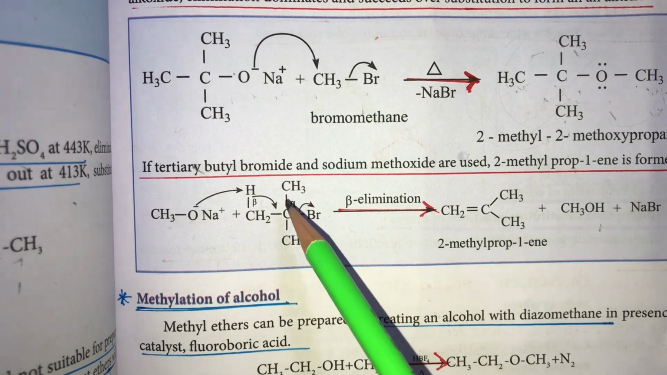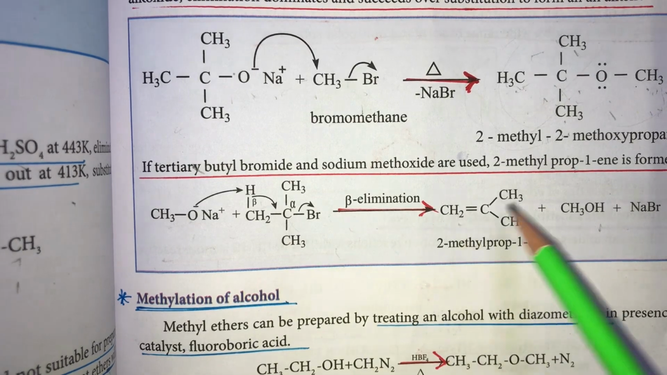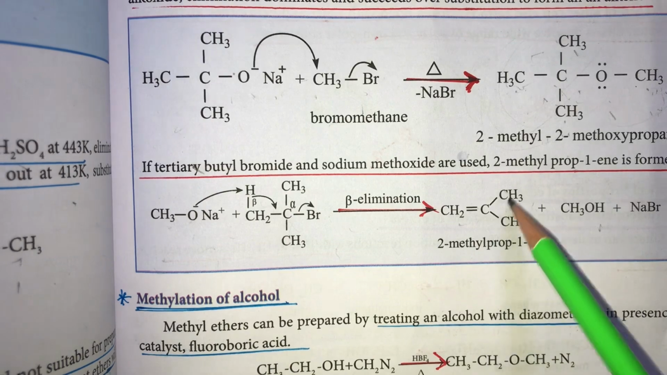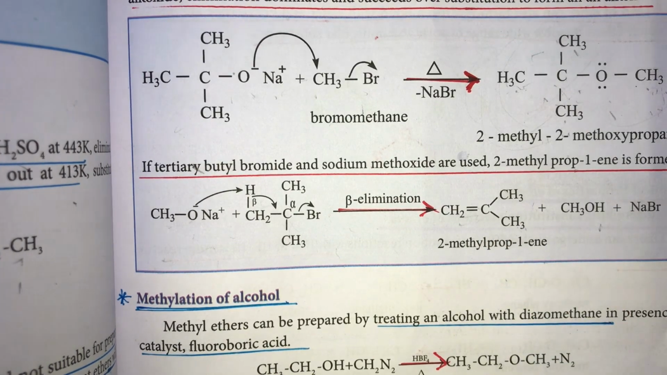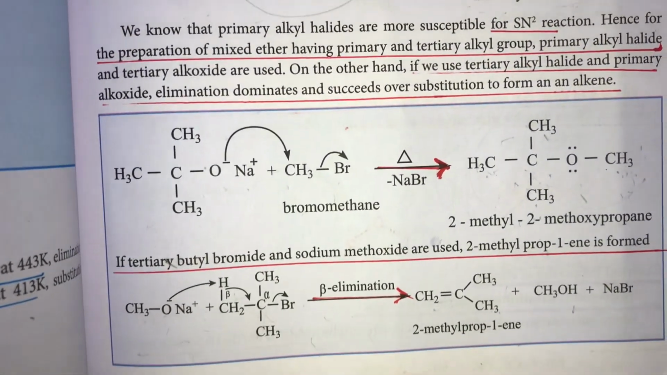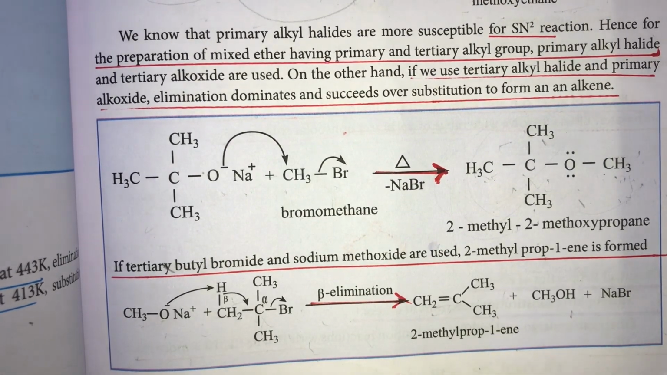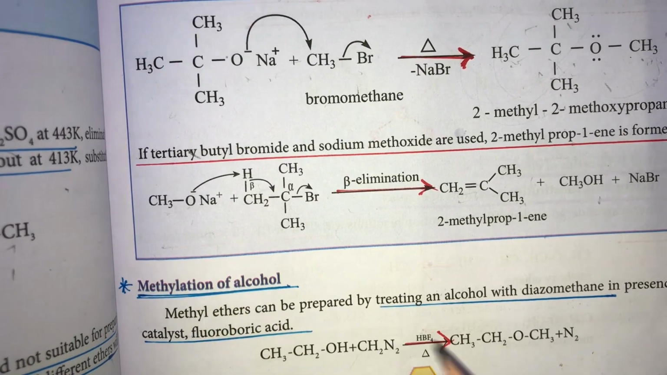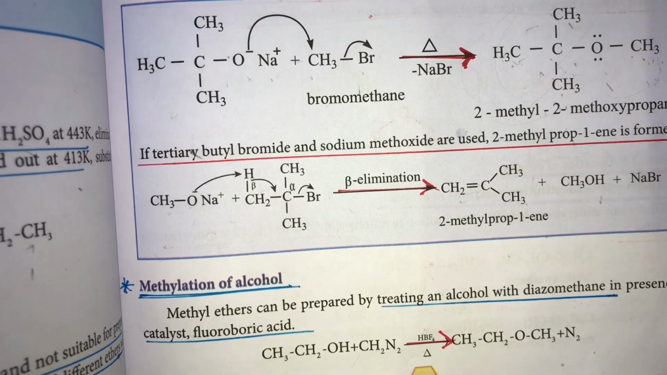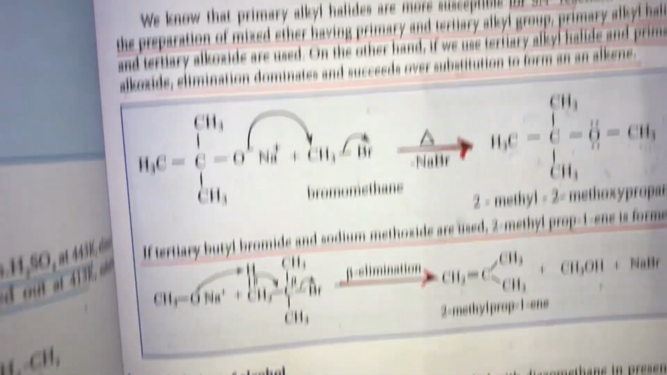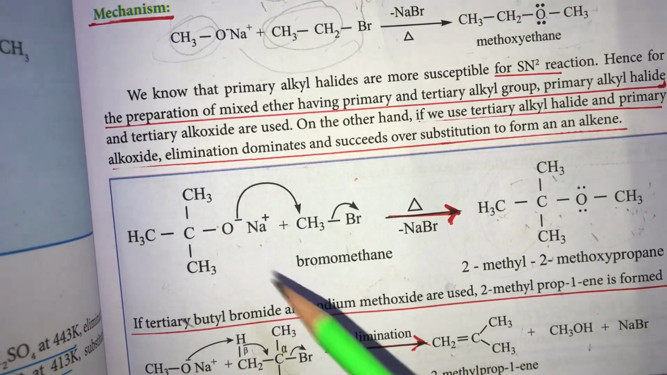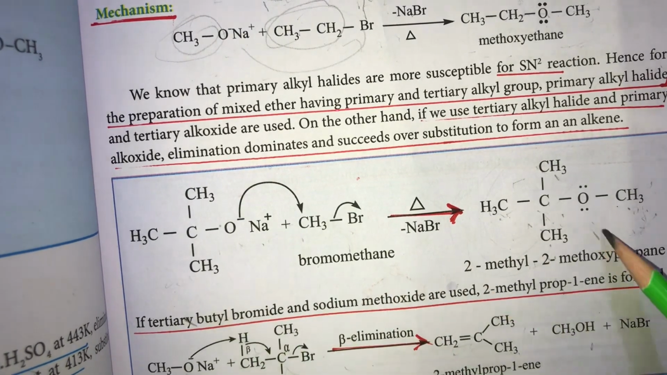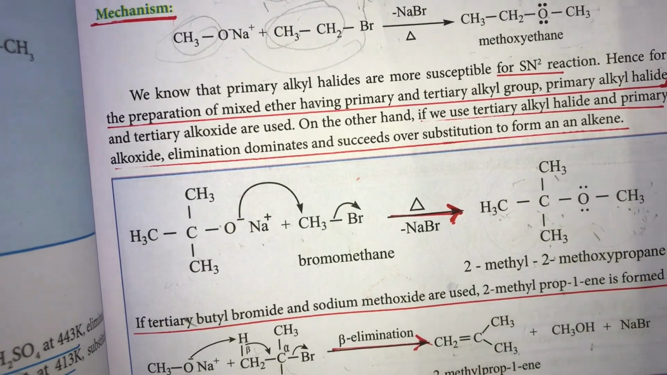Thereby it results in the formation of alkene, 2-methylpropene. Because of that basic nature, it is not only a nucleophile, it is also basic in nature. Thereby, by using a primary alkoxide and tertiary butyl bromide, it forms alkene instead of ether. So for the corresponding ether, we have to use the correct reactants. Thereby we can get the correct ether.